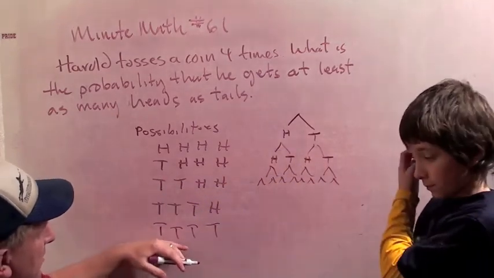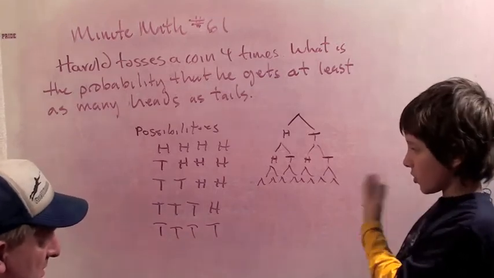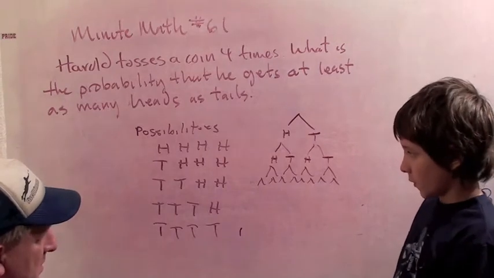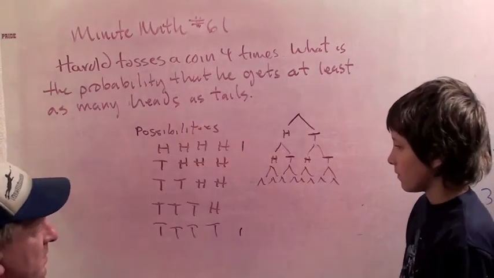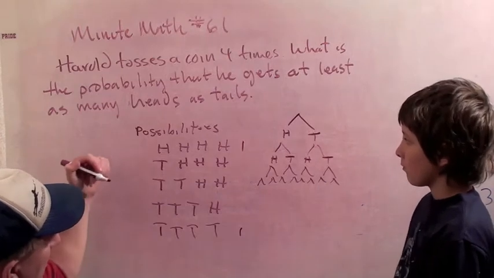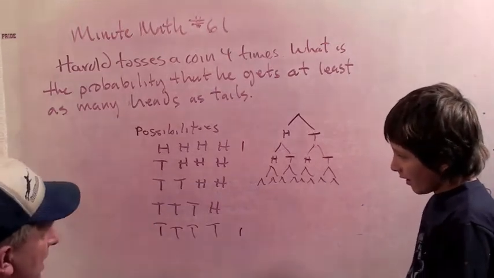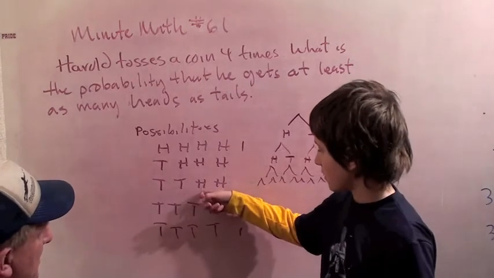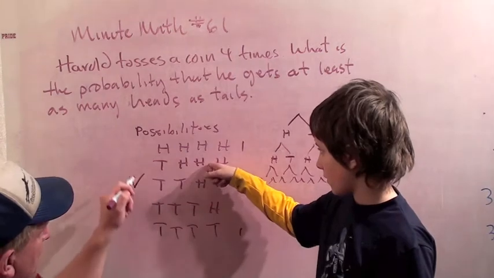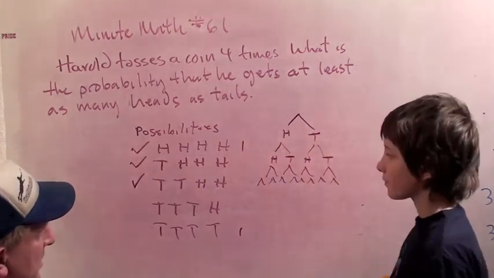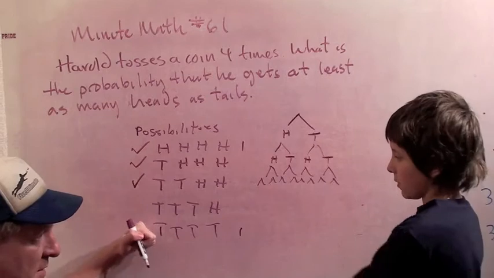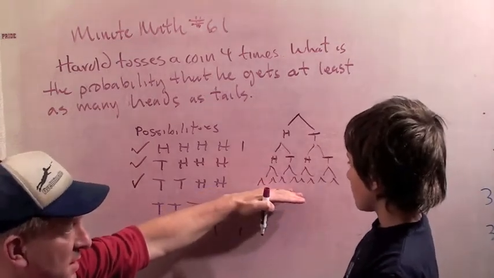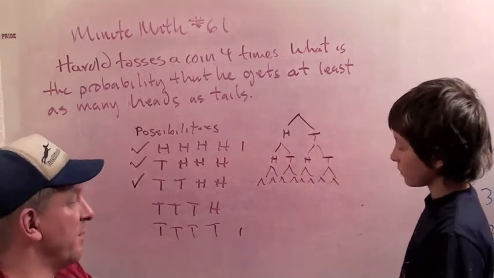Now, how many ways are there to get all tails? There's just 1 way. How many ways to get all heads? Just 1 way. Now, the interesting thing is, what are our choices that have at least as many heads as tails? It's this one, this one, and that one. So the bad ones are just this one and this one? These don't count. So why don't we count the number of bad ones and then subtract from 16? That'll tell us how many good ones there are.